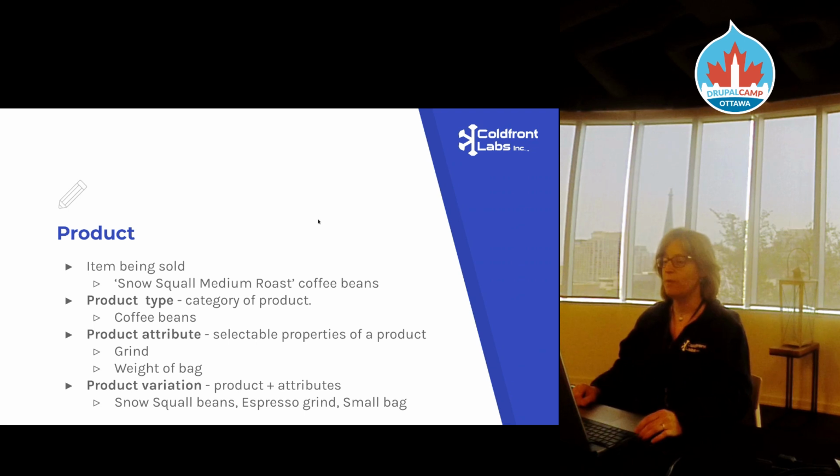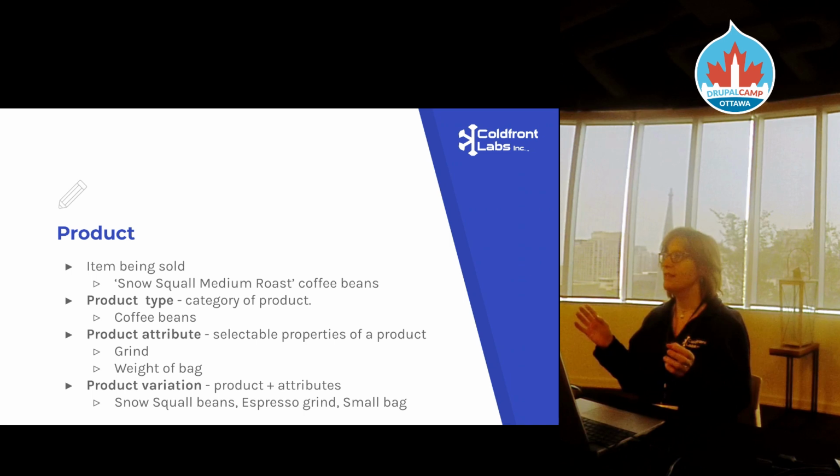The next concept we want to talk about is the idea of a product. A product is the thing being sold. In our case, we're going to sell a product called Snow Squall Medium Roast Coffee Beans. And there are various components that make up a product, like the item that's being sold in Drupal Commerce. These kind of categories of things allow you to have a lot of flexibility over how you configure the options available for the items you're selling. So there's going to be a lot of information about how you can configure things differently because there's so many options with Drupal Commerce.